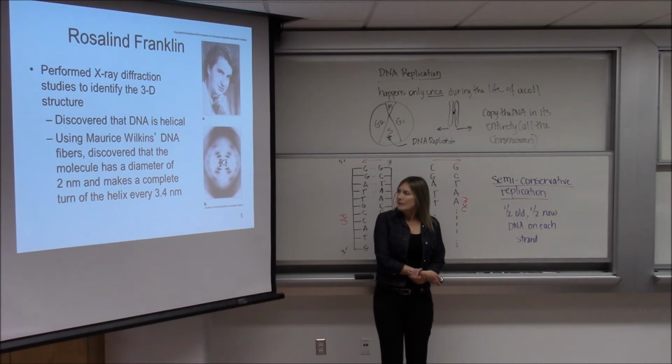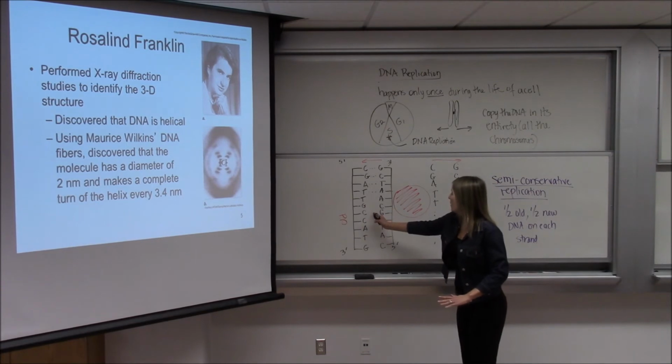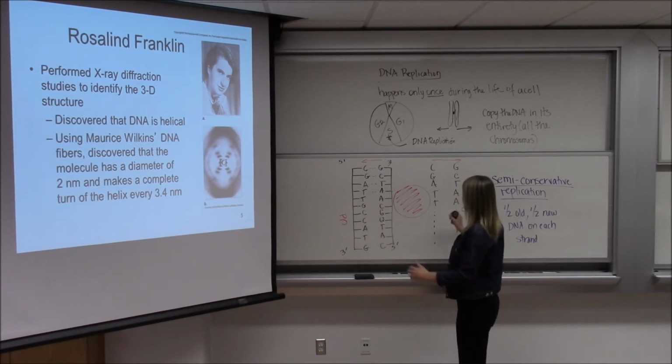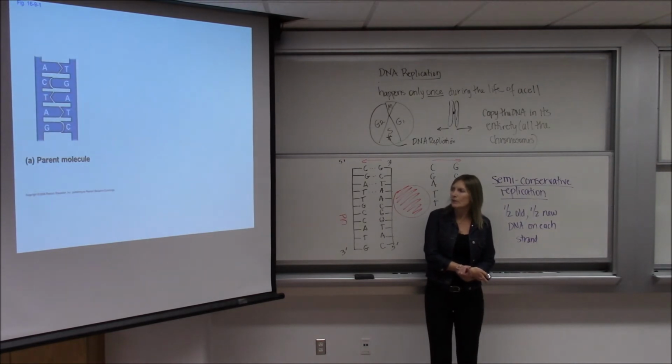So this is what happens during DNA replication. I just said we don't end up with all old on one side and all new on the other, so that one cell is getting old DNA and one's getting new. It's called semiconservative replication, and here's how it goes.